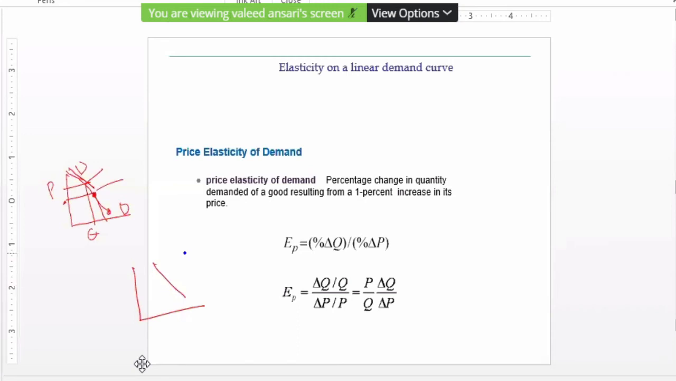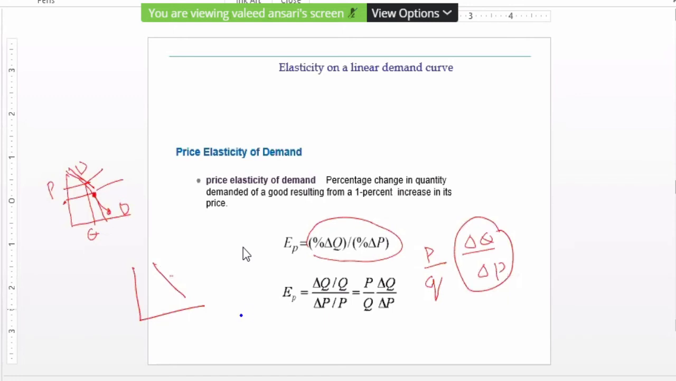For the moment, I can just tell you that the formula is percentage change in quantity divided by percentage change in price. It has been elaborated here, and we have slightly rearranged this equation in the form of P upon Q and delta Q upon delta P. Now I am leaving it to you on a thinking note: if delta Q upon delta P is constant on a linear, straight line demand curve, what is varying is P upon Q.